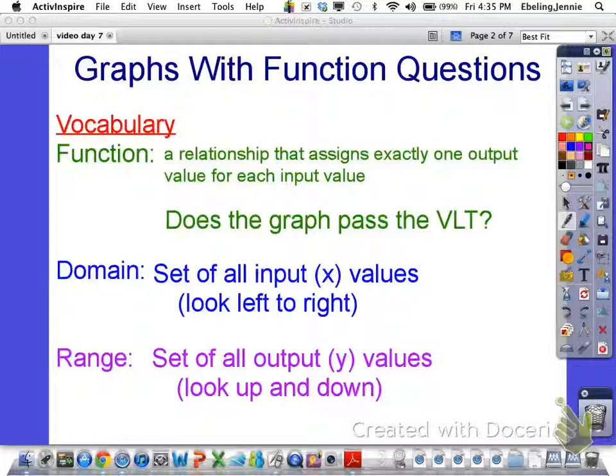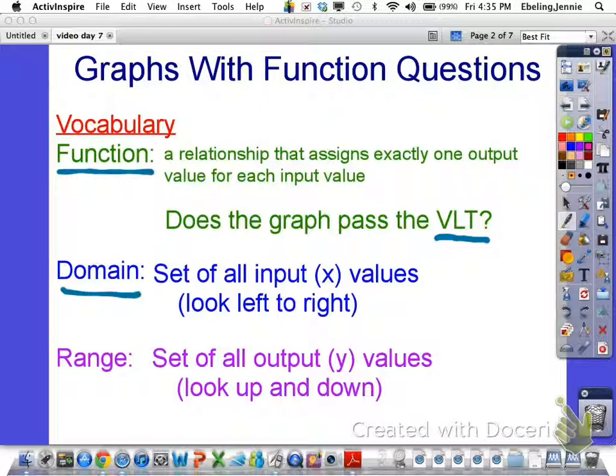A function is a relationship that assigns exactly one output value for each input value. How can you tell if a graph is a function or not? You've got to ask, does it pass the vertical line test? That's what I mean by VLT, vertical line test.